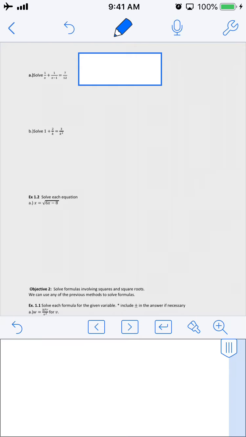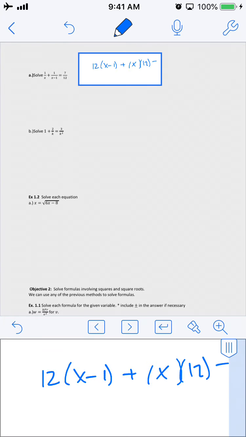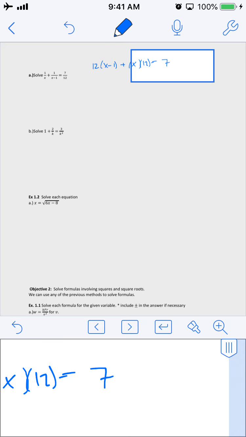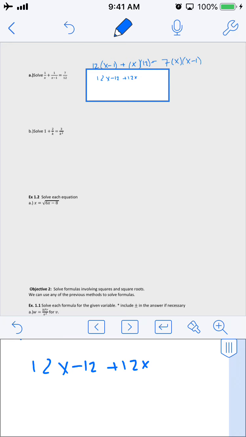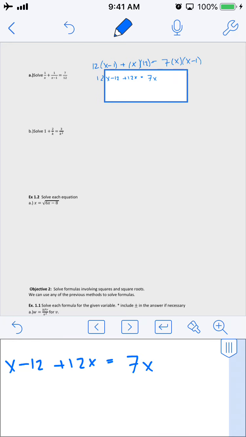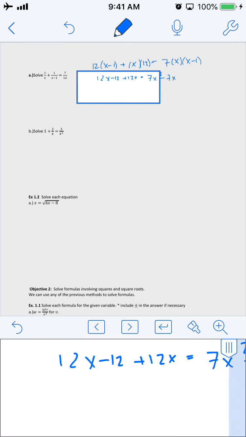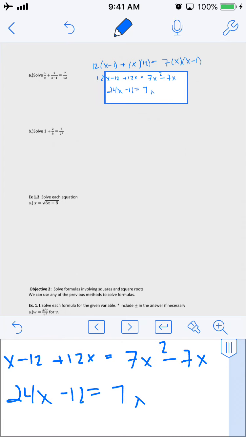Alright, so we'll clear the fractions. This needs a 12 and an x minus 1. This one needed an x and a 12. And this one needed a 7, an x, and x minus 1. Okay, so no more fractions. Now we have 12x minus 12 plus 12x equals 7x squared minus 7x. Combine like terms, we get 24x minus 12 equals 7x squared minus 7x.